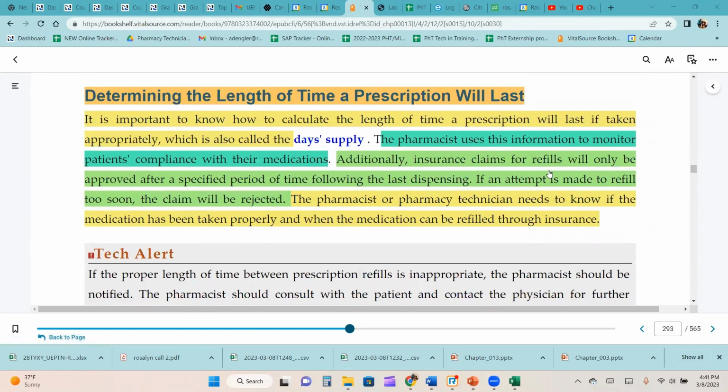Determining the length of time a prescription will last. It is important to know how to calculate the length of time a prescription will last if taken appropriately, which is also called the day supply. So that's what I was talking about in the beginning.